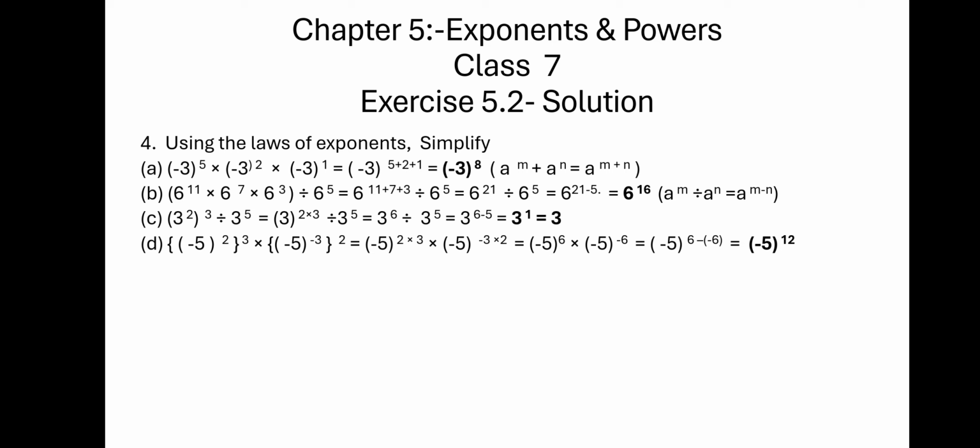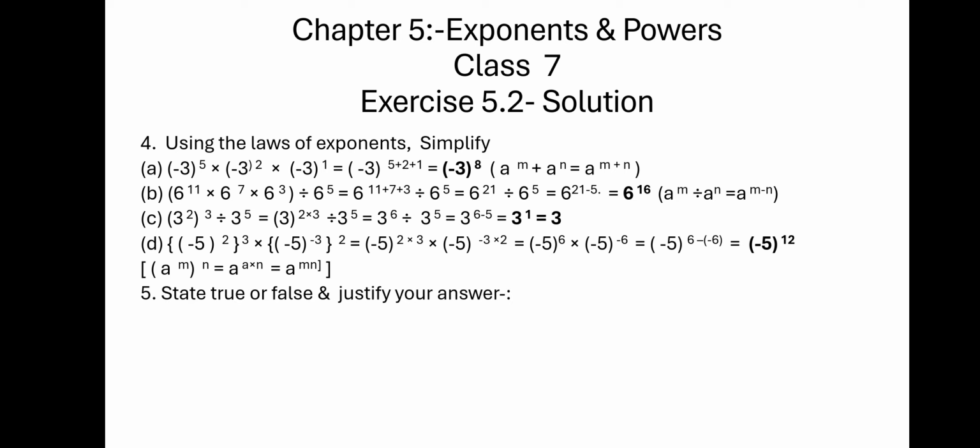Now the bases are the same, so we have to add the indices or the exponents. So (−5) raised to the power of 6 plus (−6) gives you (−5)^0, which is 1. So here (a^m)^n is equal to a^(mn), that is a raised to m into n.